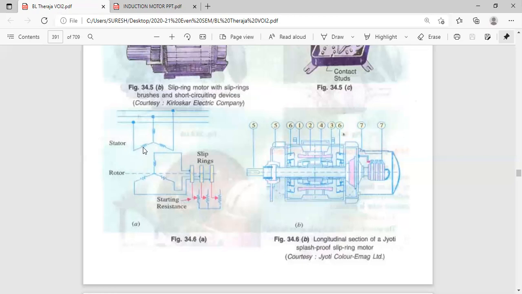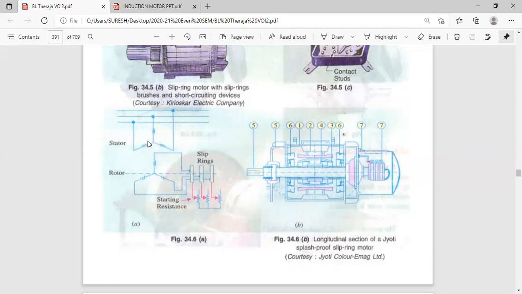Now here one flux is developed around the current carrying coil. Here also one more flux is developed. Here also one more flux is developed. Three fluxes are there. And these three fluxes are linking with each other. When they are linking, there is relative motion in the flux. And this flux is rotating at one constant speed. That is called synchronous speed Ns.